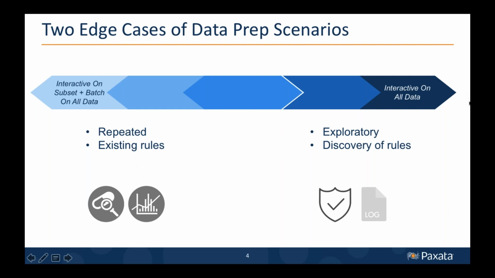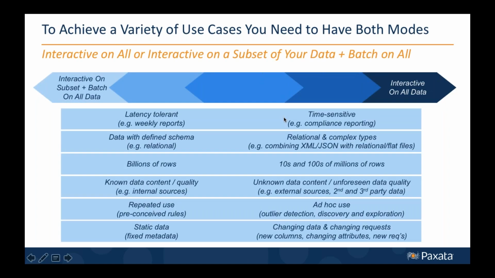And on the other side, you have cases in which you don't need to interact with your entire data set. You can interact with a subset of it or none at all, and you're able to apply preconceived rules on top of your data in a batch scenario, in what we call batch mode, or somewhere in between. And the reality is that depending on your use case, you may want to pick one versus the other. There are some examples here on the slide.